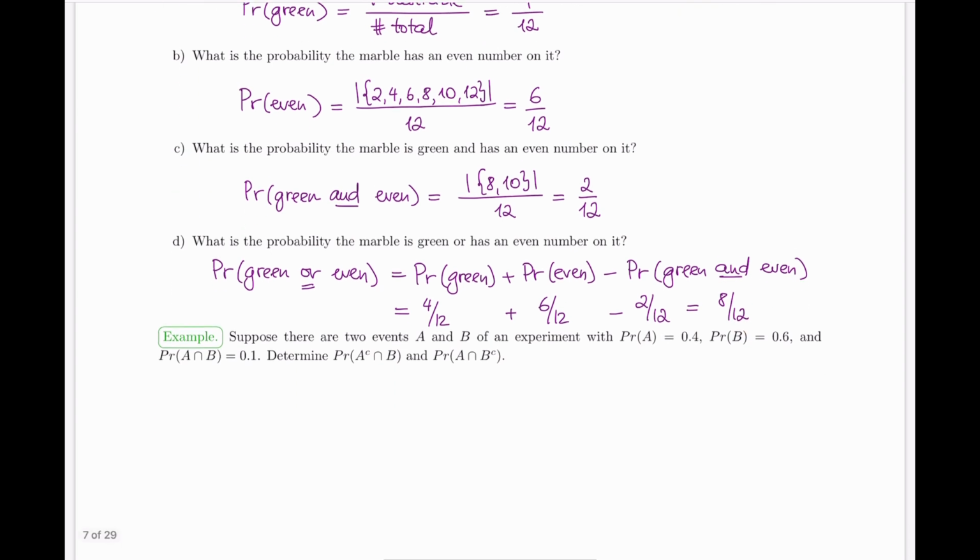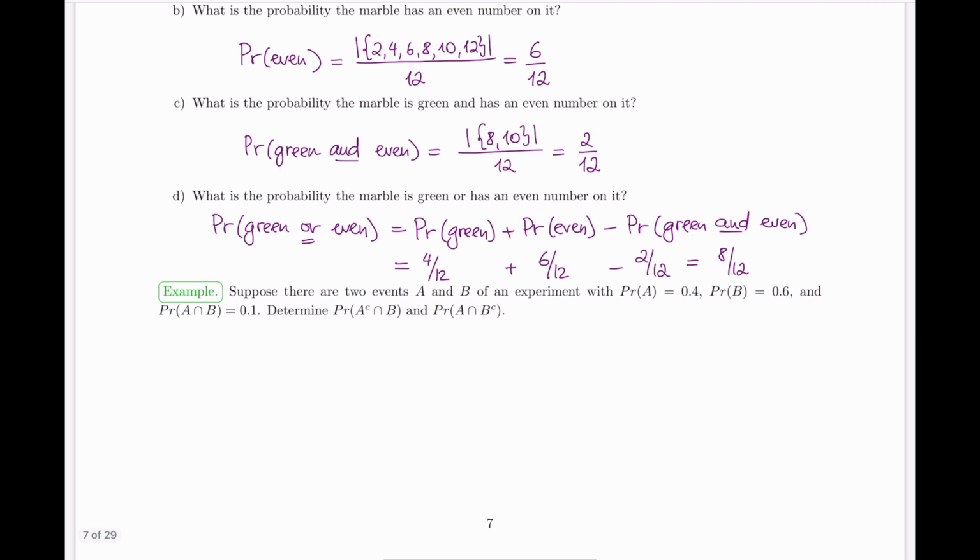Okay, let's take a look at this next example. Suppose I have two events, A and B, and I have an experiment knowing that the probability of event A is 0.4, the probability of event B is 0.6, and the probability of the intersection is 0.1. So notice that these are not mutually exclusive events anymore. And I'm asked to calculate the probability of some sets that involve both the complement and the intersection.